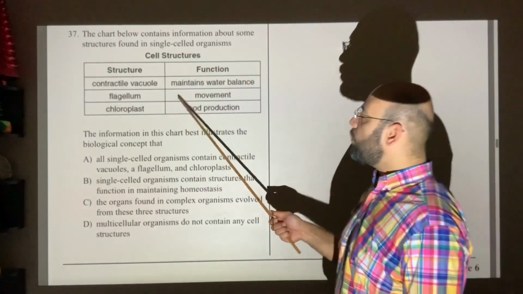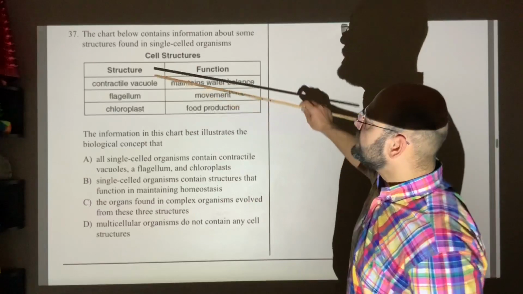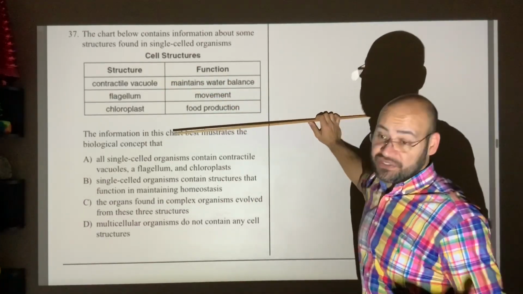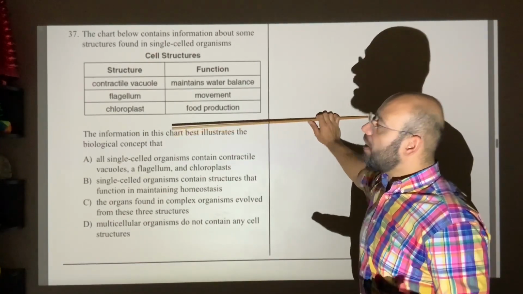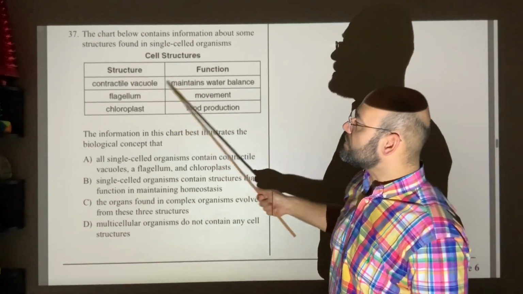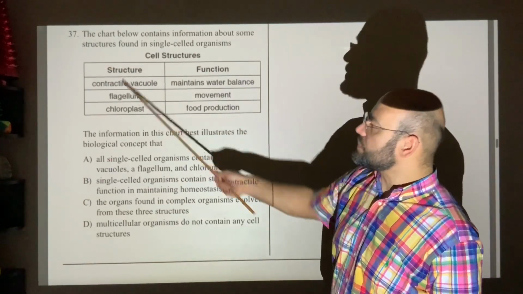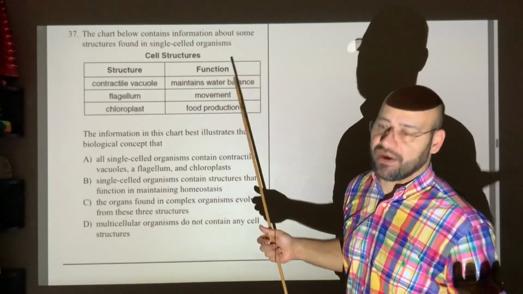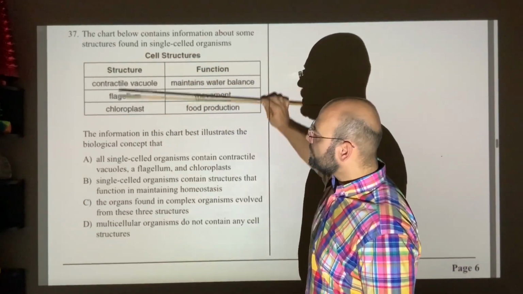And without going into too much of it, let's just see what they want from us, right? Because at this point, if I start thinking too much about this chart without knowing what I need to actually do with that, I may waste my time. So far, all I know is that this is some sort of chart, has some sort of information about some sort of structures in single cell organisms. That's all I care about at this point, right? So good for you, thank you, moving on.